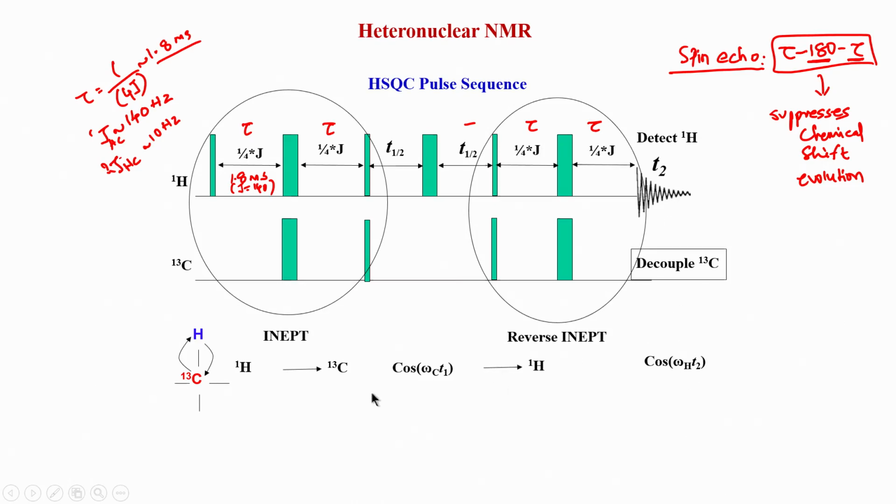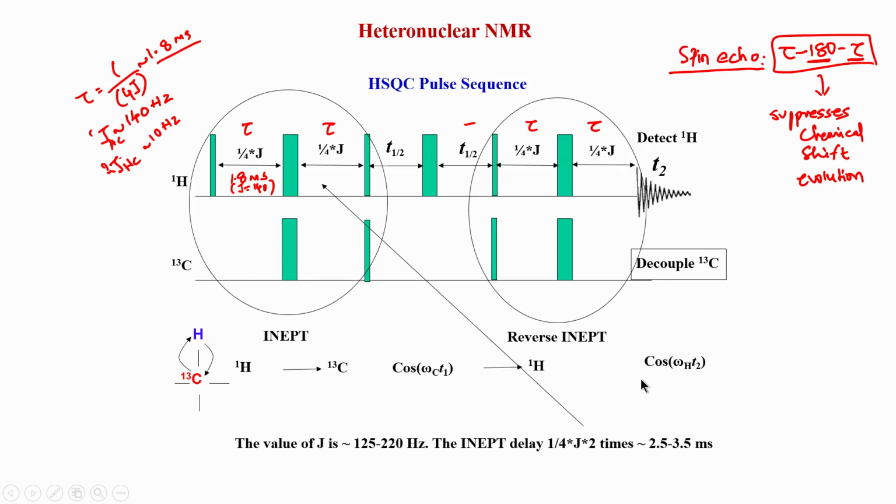So, now we can see mathematically what has happened: we have correlated the carbon chemical shift evolution which happened during this period with the proton chemical shift evolution during T2. Therefore, it is 2 dimensional information, because every carbon is now connected to its directly attached partner proton. Okay. That is the important point in this experiment.